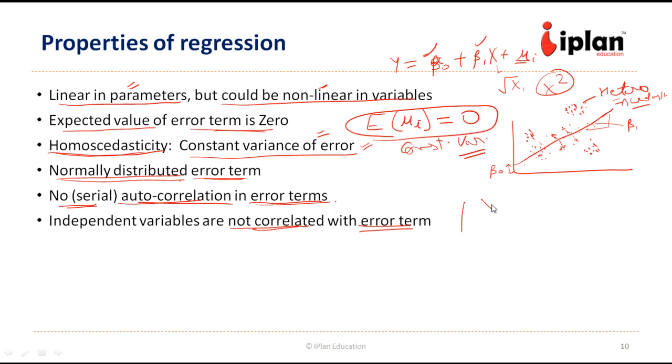We can take a case where x is related to ui, the error term. That would say there is some part of y which has not been explained by x, which is going into the error term. They should not be related, actually, for linear regression.